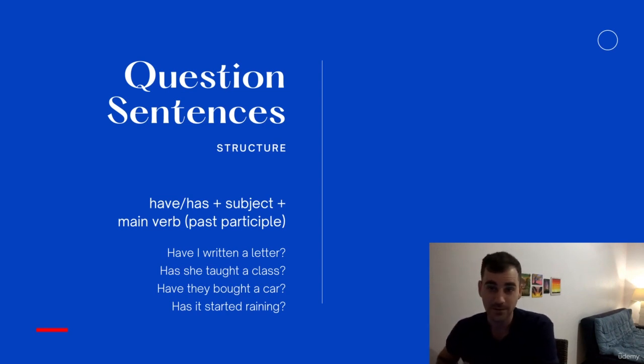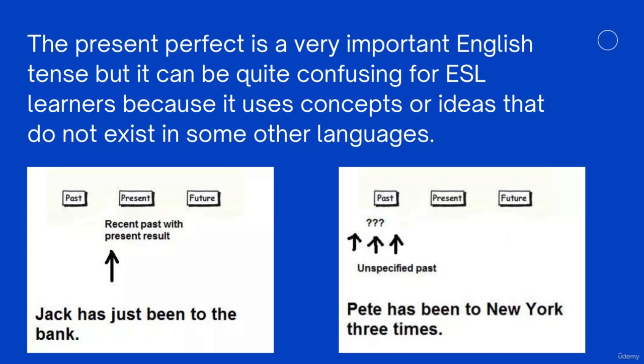The structure for question sentences is a little bit different. It is have or has plus subject plus the main verb in the past participle form. Have I written a letter? Has she taught a class? Have they bought a car? Has it started raining?